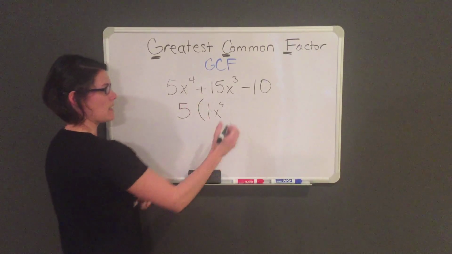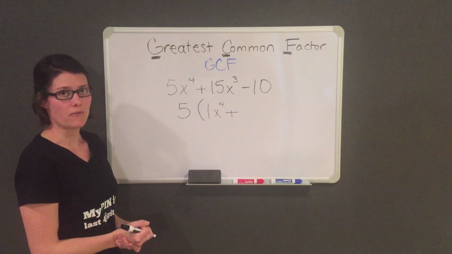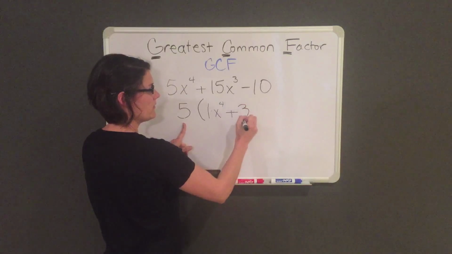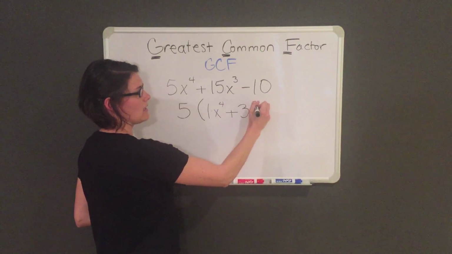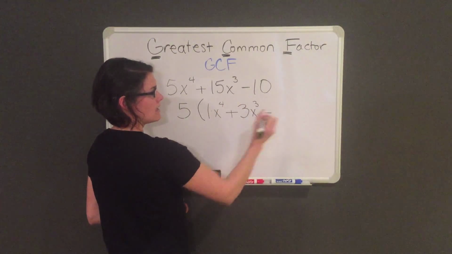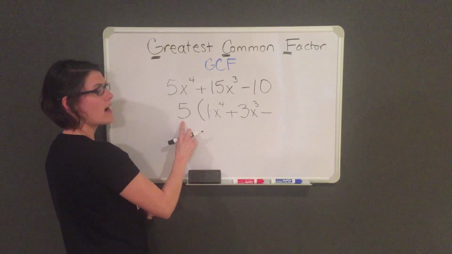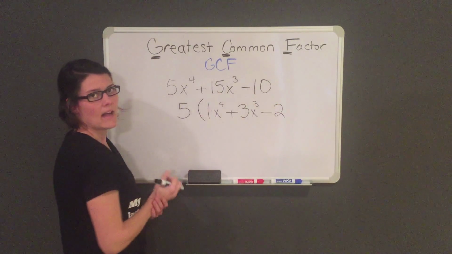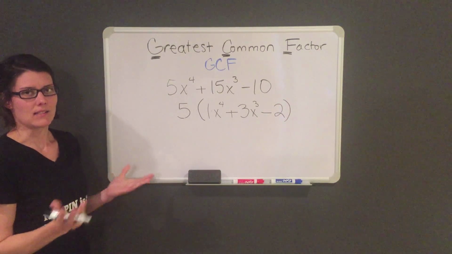So I'm going to write the plus sign, and I will do the same thing to the second term. I'm going to divide. So 15 divided by 5 is 3. And again, my letters will not change because I did not take any letters out to the front. I am now going to write a minus sign, and I'm going to do the same thing again. I will divide. 10 divided by 5 is 2. And once I have finished dividing out all 3 of my terms, I will close the parentheses, and now I am finished.